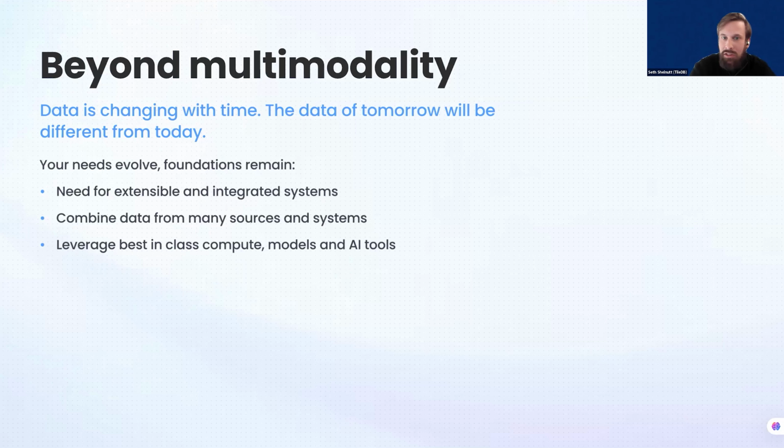You've got to have extensibility and it integrated into different and diverse systems. You've got to be able to combine data from multiple sources and systems, and you've got to leverage the best-in-class compute models and AI tools. And those best-in-class tools, just like the data, will change. The tools of tomorrow will be different from the tools of today. But you need a system that can interoperate and handle where we're going in the future that we're going to have together in this space.